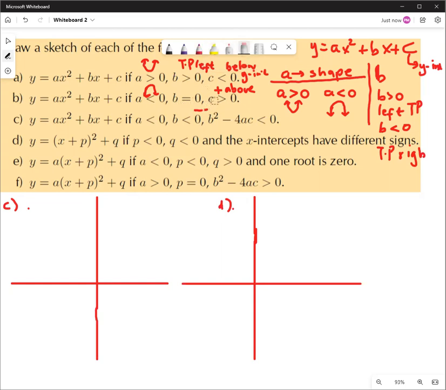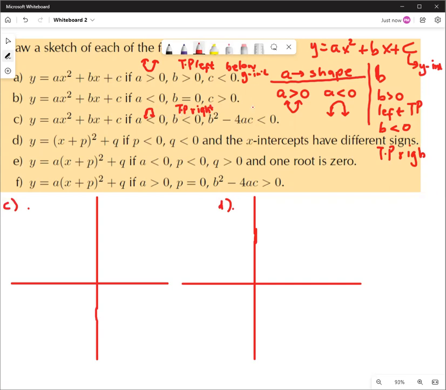Okay, let's look at C. Ne? I'm going to erase this just to create space there. Awesome. So on C, A is negative. So I know I'm facing up. I mean down. I'm facing down because A is negative. So I know here I'm facing down because my A is negative. B is negative. I know that turning point will be on the right. Remember, it's always opposite. So turning point will be on the right, right? Perfect.